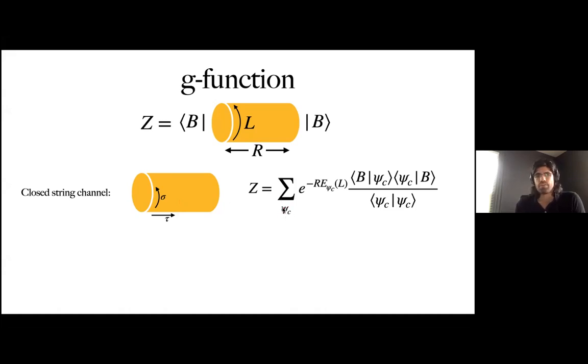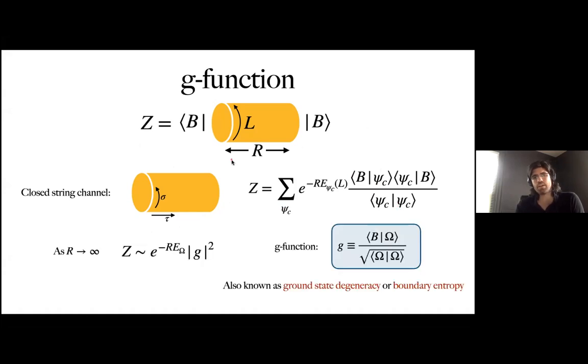And due to the fact that there are boundaries, you also have to consider the overlap between these states and the boundary state itself properly. Now the idea is to take the limit where this length becomes very large, so that you project these closed string states on the ground state. And so that's the usual answer. But now there's a prefactor which is related to these overlaps, and this allows us to define the G function as the overlap between a bulk ground state and a boundary state properly normalized. So that's it. That's the definition of the G function.